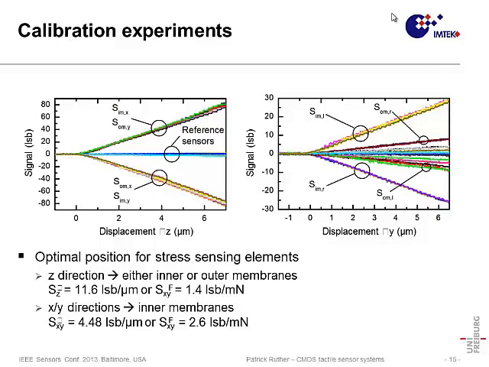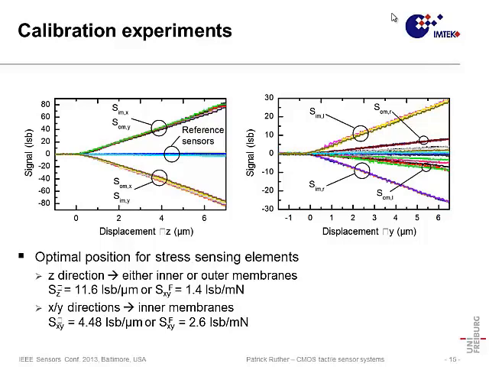Now what we see is independent on whether we use the inner and outer membranes, the sensitivity for forces in the Z direction is around 11.6 least significant bits per micrometer in the Z direction, whereas if we apply a displacement in the X and Y directions, we see that the inner membranes, so this is the signal for the inner membranes, have to be preferred in this case to obtain a sensitivity of 4.5 least significant bits per micrometer.